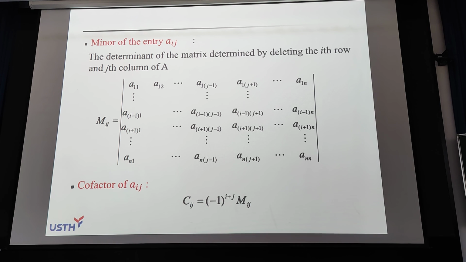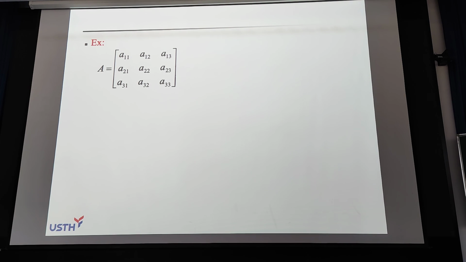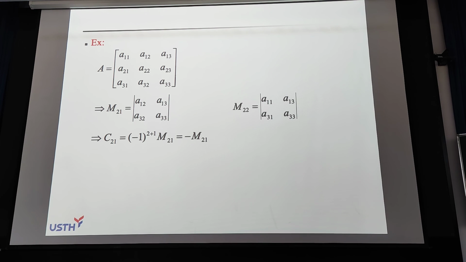Now, here are some examples. For A like that, what is M21? M21 is that. C21 is that. Sorry. Okay.